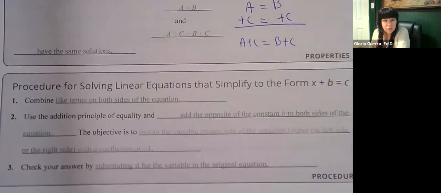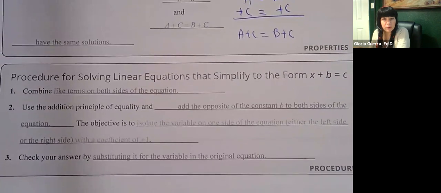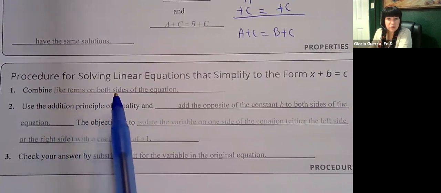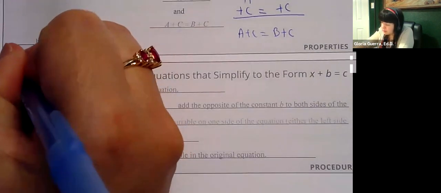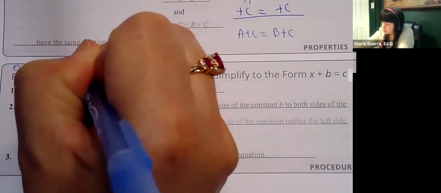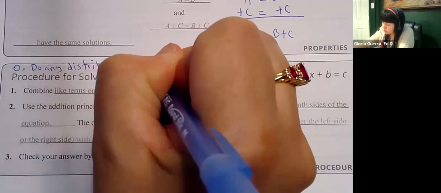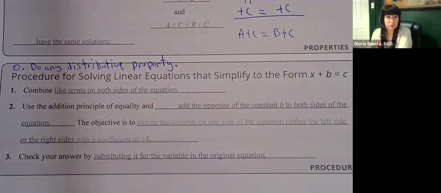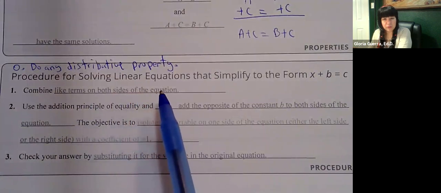Procedure for solving linear equations that simplify to the form x plus b equals c. So these steps are important for solving equations. You want to combine any like terms on the left side of the equation, any like terms on the right side of the equation. Really, there is like a step 0 here, which is to do any distributive property first. If you have distributive property, you should do that. And then after you do your distributive property, then you should look to see if you can combine like terms on the left side of the equation and then combine like terms on the right side of the equation.